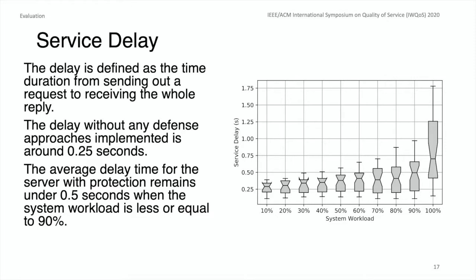Since we are testing with an HTTP server, the delay is calculated as the time from the browser sending out the HTTP GET request to the whole page getting loaded. The delay without any defense approaches implemented is around 0.25 seconds. With our approach implemented, the average delay time still remains under 0.5 seconds when the system workload is less than or equal to 90%.